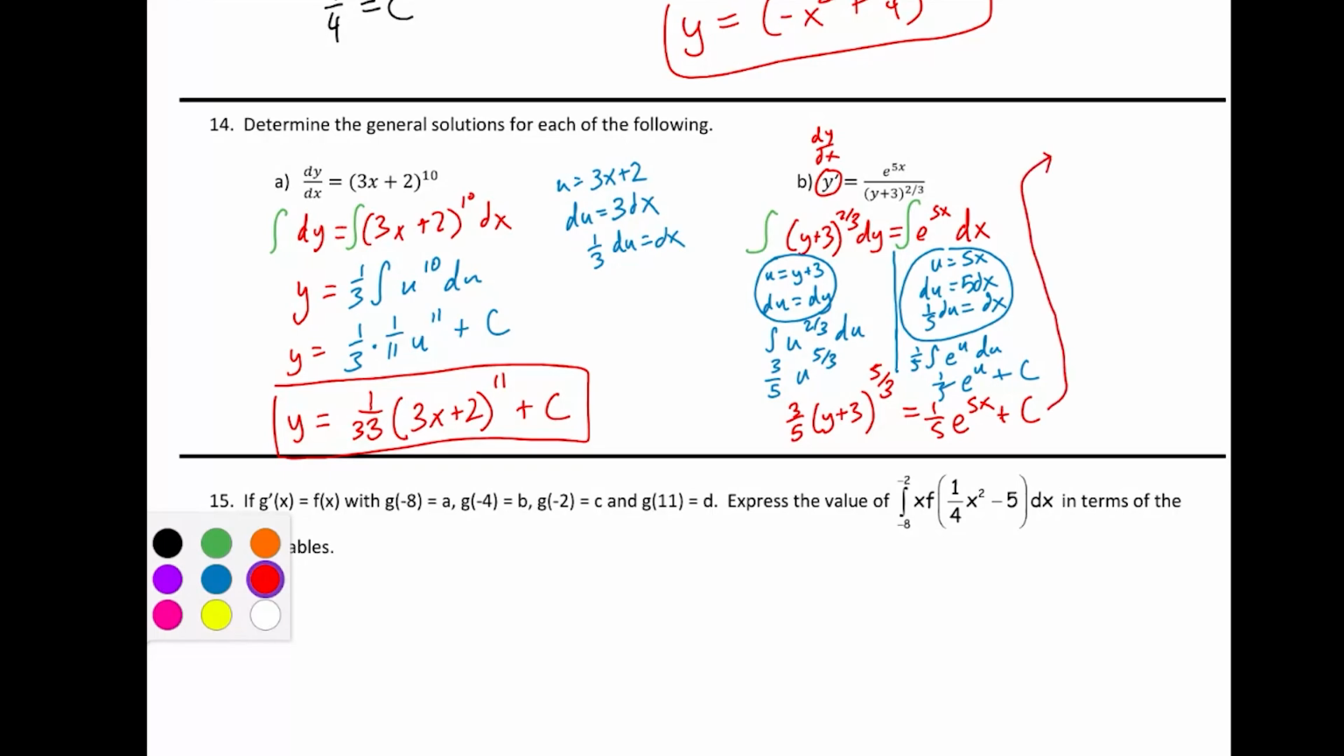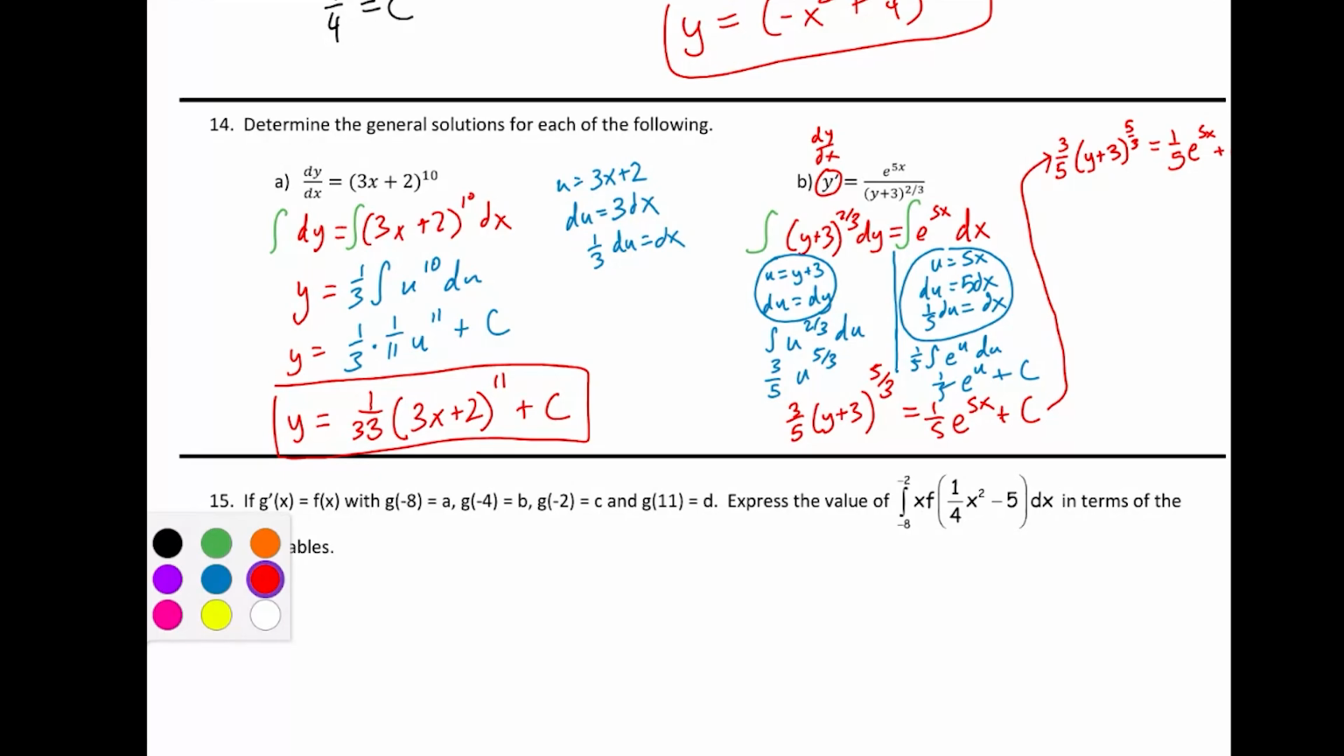I'm going to just rewrite that equation without any modifications, and then we'll go ahead and solve for y. So 3/5 times (y plus 3) to the 5/3 equals 1/5 times e to the 5x plus c. And we are just trying to get the general solution here, so we don't need to find c. So let's not worry about that. We're just going to try to isolate y.